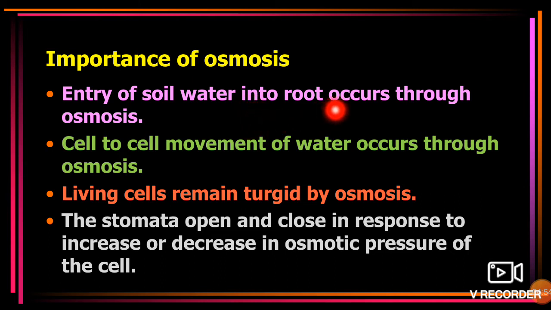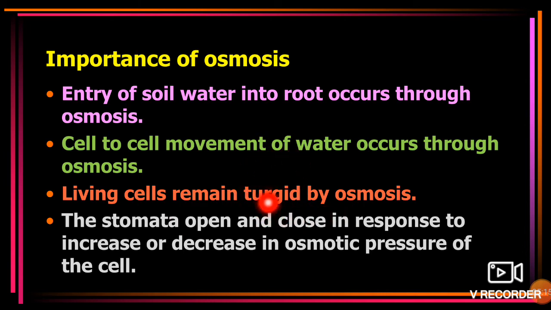You know that roots have a high amount of salt and less water, so water is more in the ground level. That's why water enters inside the root, and that is possible for cell to cell movement also. Okay, so living cells remain turgid by osmosis.